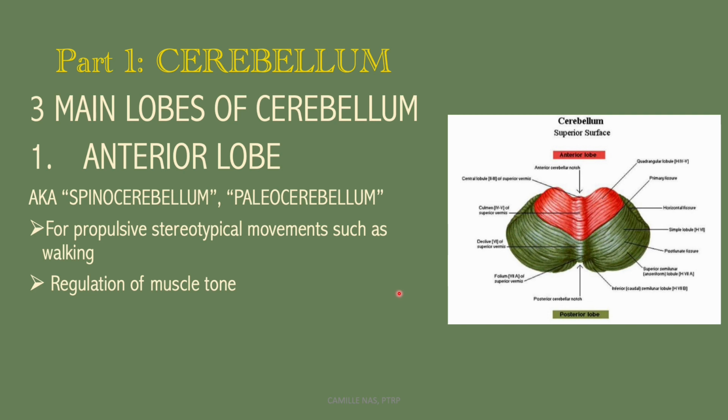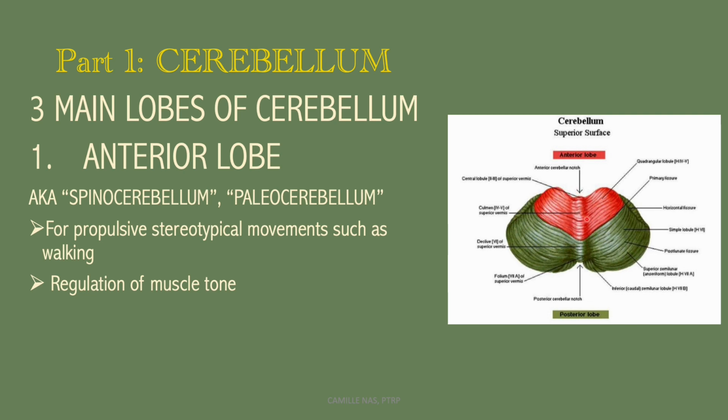Let's first start with the anterior lobe. Again, this is your anterior lobe. Your lobes of the cerebellum have many names. This is also known as your spinocerebellum or your paleocerebellum. Please remember these other names. This one is for the propulsive stereotypical movements such as walking. It is also the one responsible for the regulation of muscle tone.